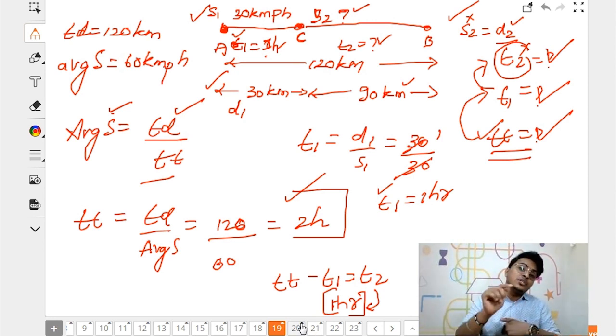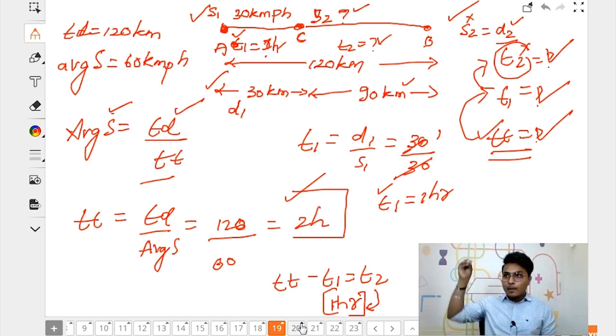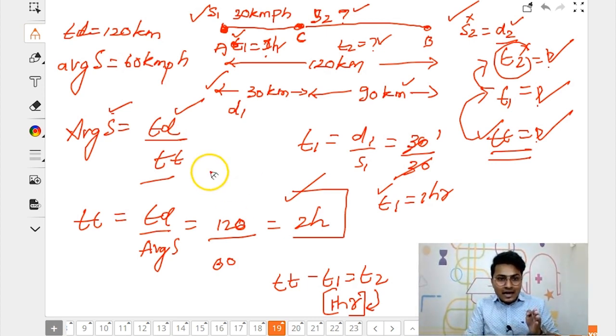Because all the other information is given to you. Okay? So for all these kinds of questions, when you need to find out something in between and the average speed is given to you, always target to use the average speed formula either to get total distance or total time.